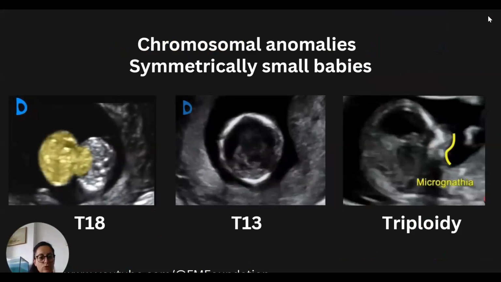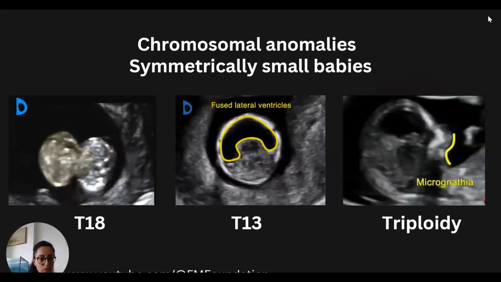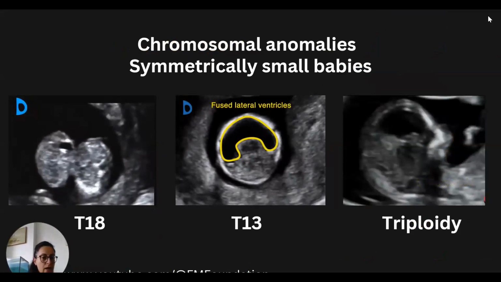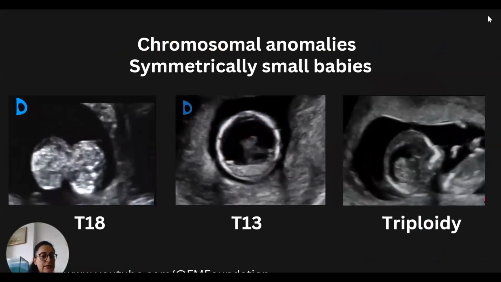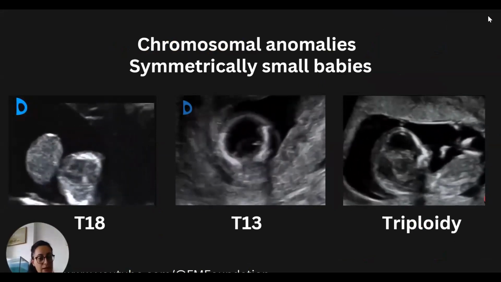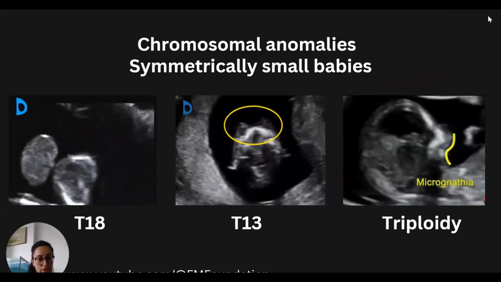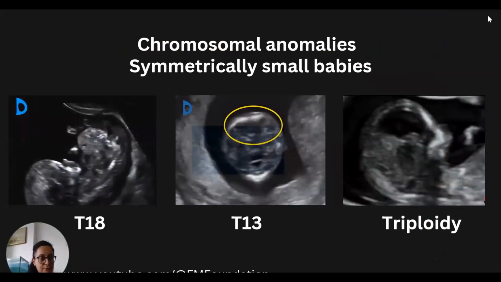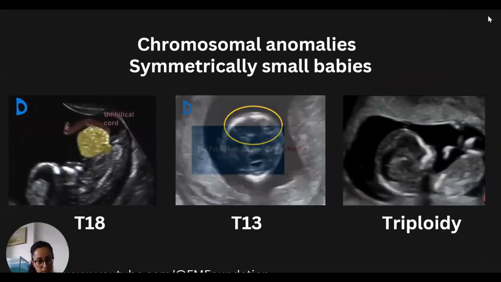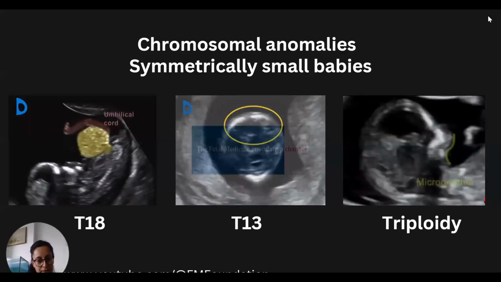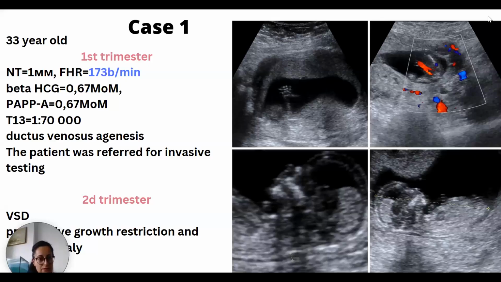The most common chromosomal anomalies that we see in the first trimester are trisomy 18, 13, and triploidy. They are associated also with fetal growth restriction. However, these conditions, they have major defects. And let me show you an interesting case.